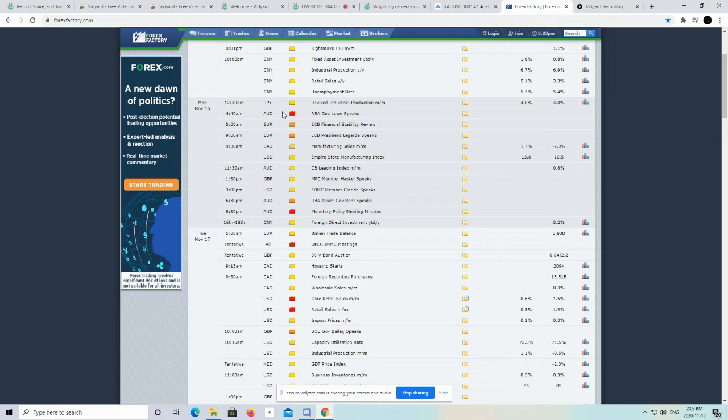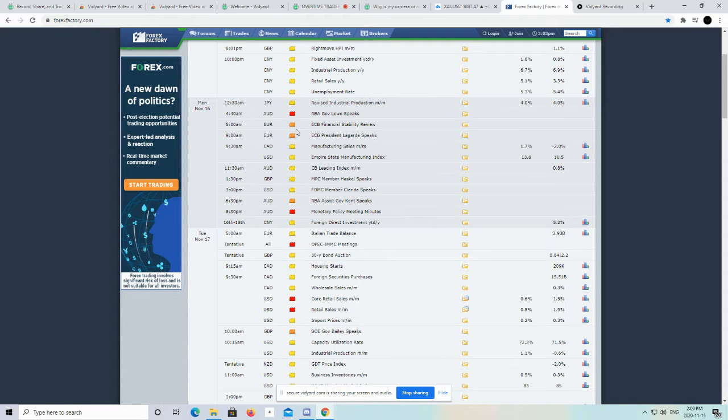So tomorrow, Monday, we got a red folder. That's a high impact folder here. So that's going to impact the AUD pairs, which is the Aussie, Australian dollar. Okay, so the government looks like they're going to be speaking, and that will have some impact. So basically, what I'm going to do is, I'll wait to see the reactions of these Aussie pairs.